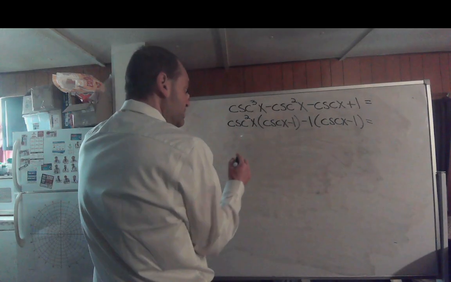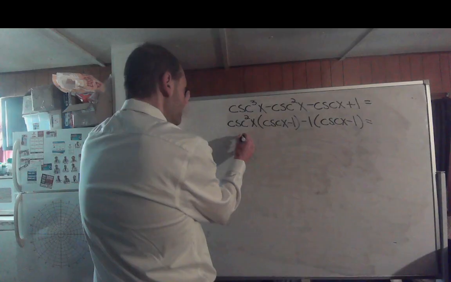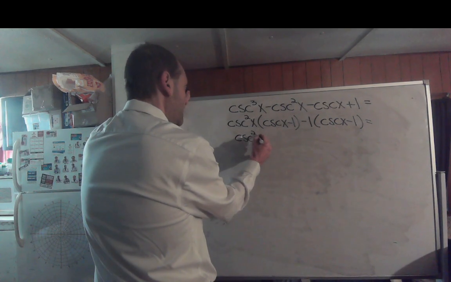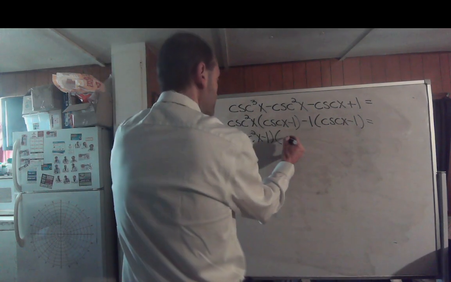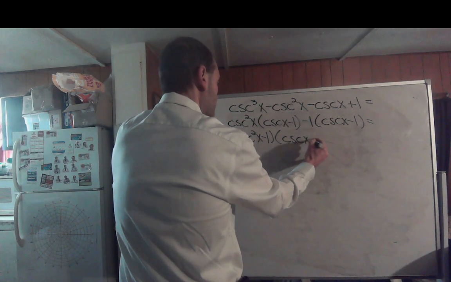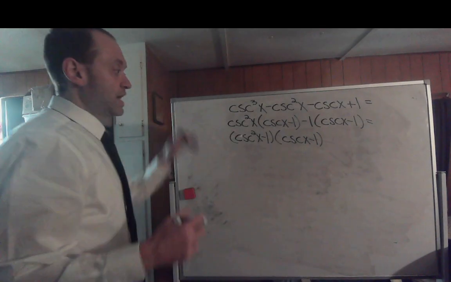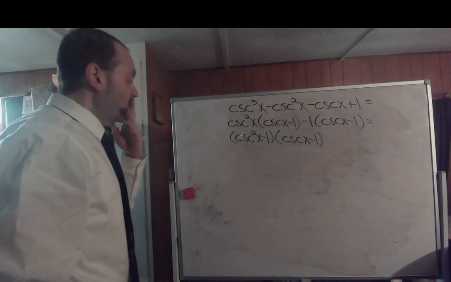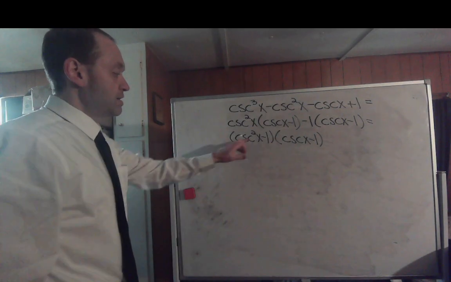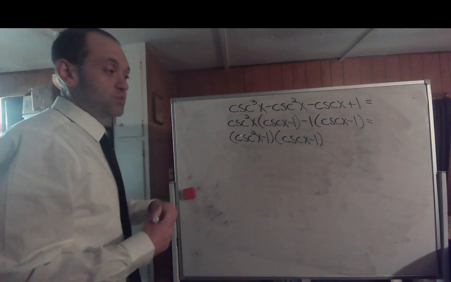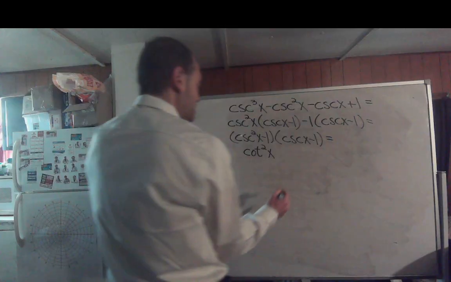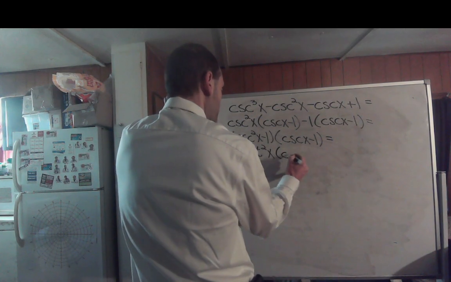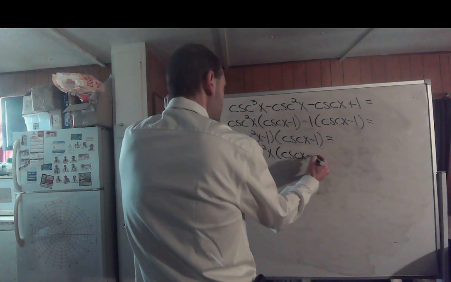Which this should turn into the cosecant squared of x minus 1 times the cosecant of x minus 1. Alright, so what is in fact cosecant squared of x minus 1? That's going to be cotangent squared of x. So this would turn into the cotangent squared of x times the cosecant of x minus 1.